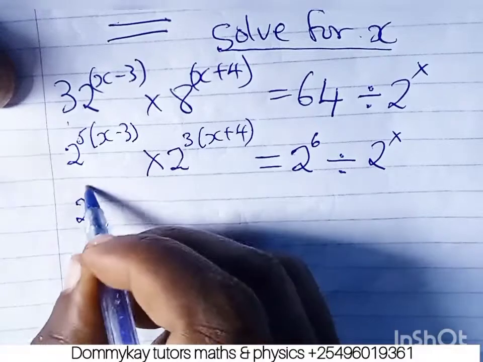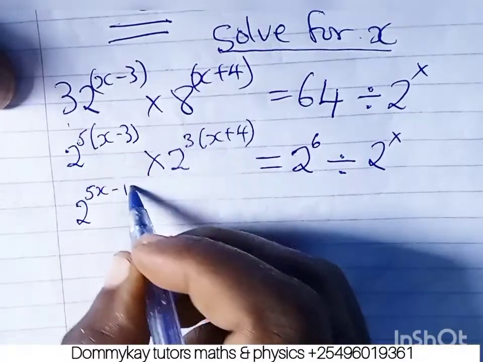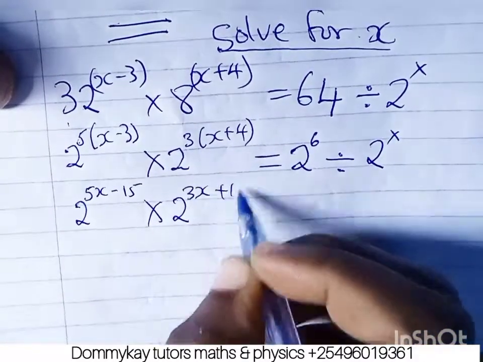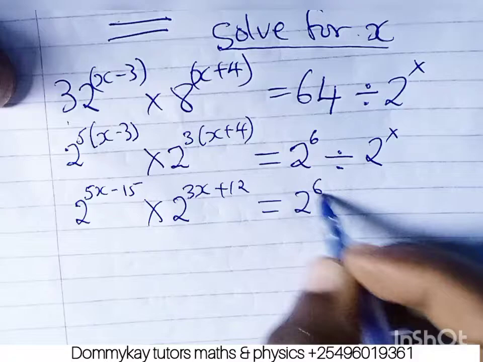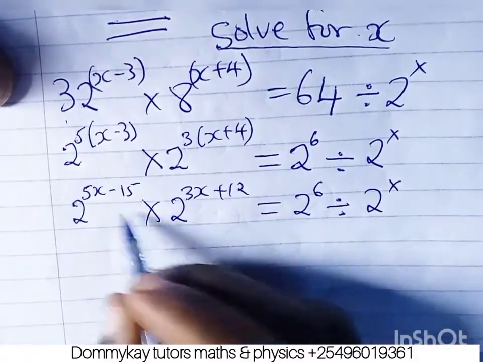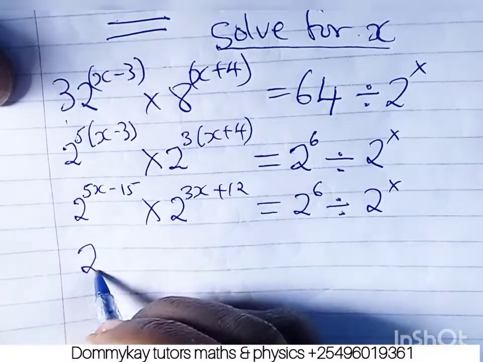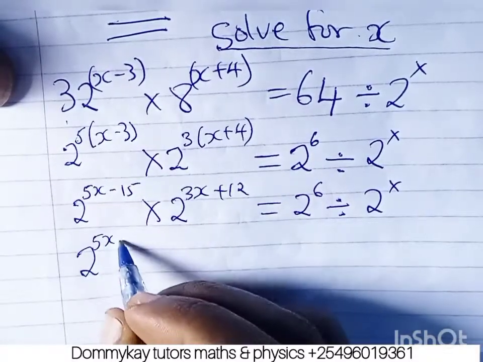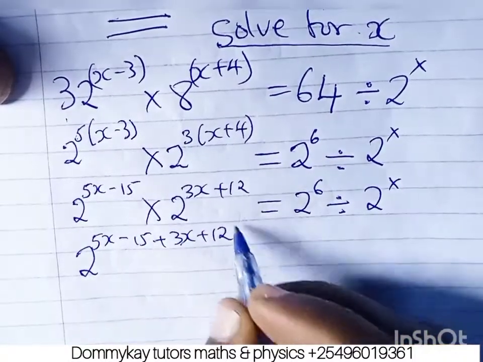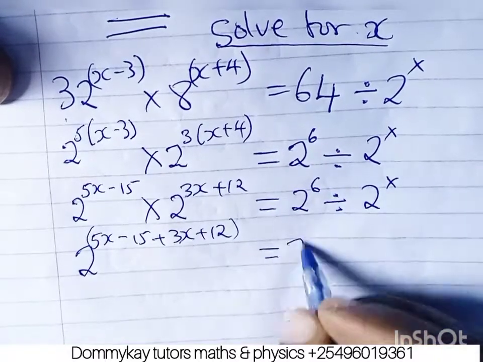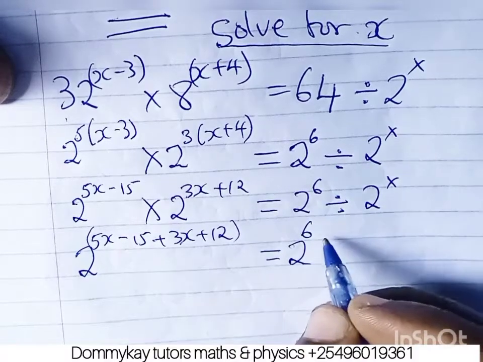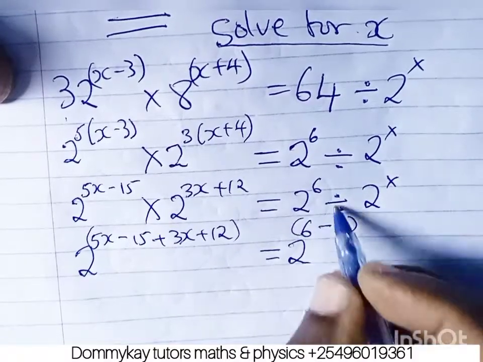This becomes 2 power 5x minus 15 multiplied by 2 power 3x plus 12 is equal to 2 power 6 divided by 2 power x. When the bases are the same, when we are multiplying, we just add the powers. So this becomes 2 power 5x minus 15 plus 3x plus 12 equal to 2 power... When we are dividing this, we subtract the powers. So this becomes 6 minus x because of the division.